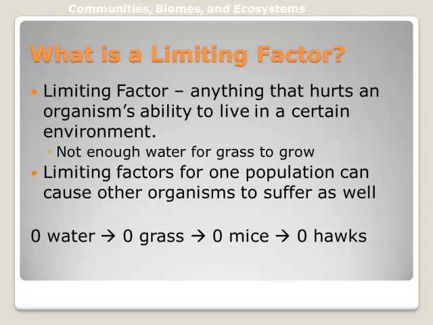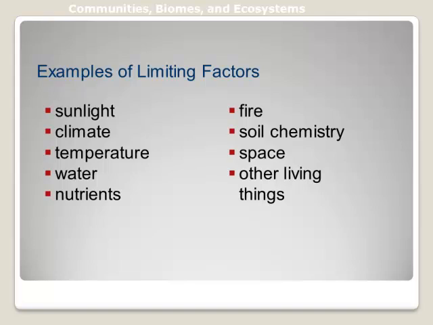Some examples of limiting factors. We have several abiotic factors that commonly are limiting: the amount of sunlight that you have, what your climate is, the temperature, how much water you get, or if you get too much or too little, the nutrients, either like in the soil for plants, which would be abiotic, or if it's nutrients that you're getting if you're an animal by eating other things, would be biotic.